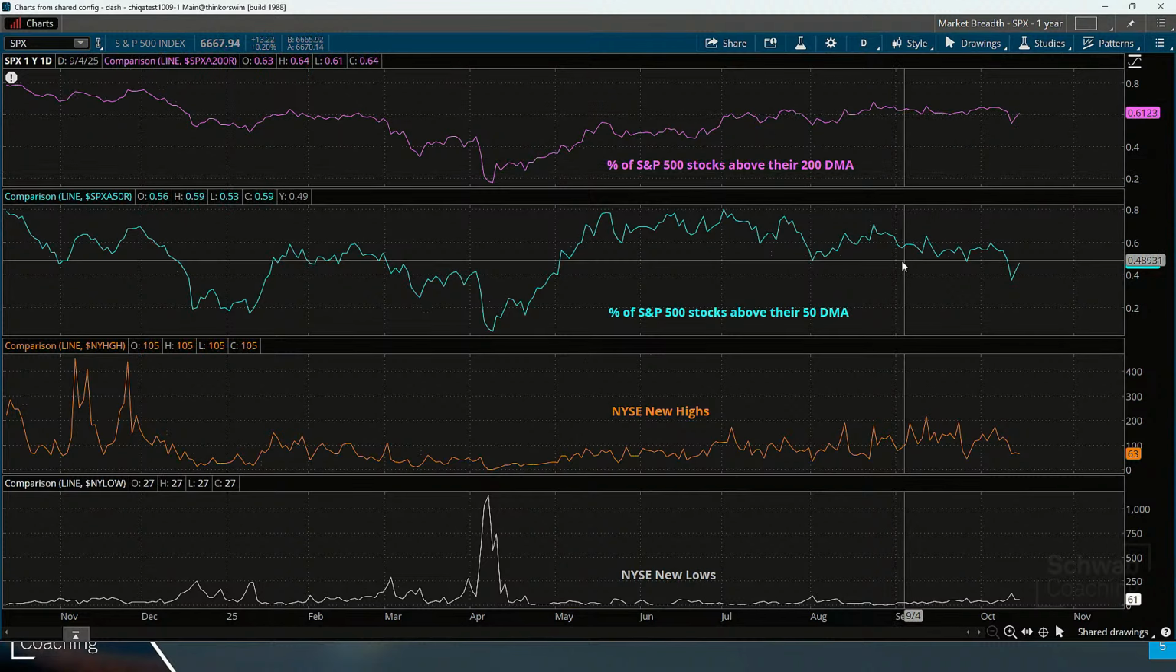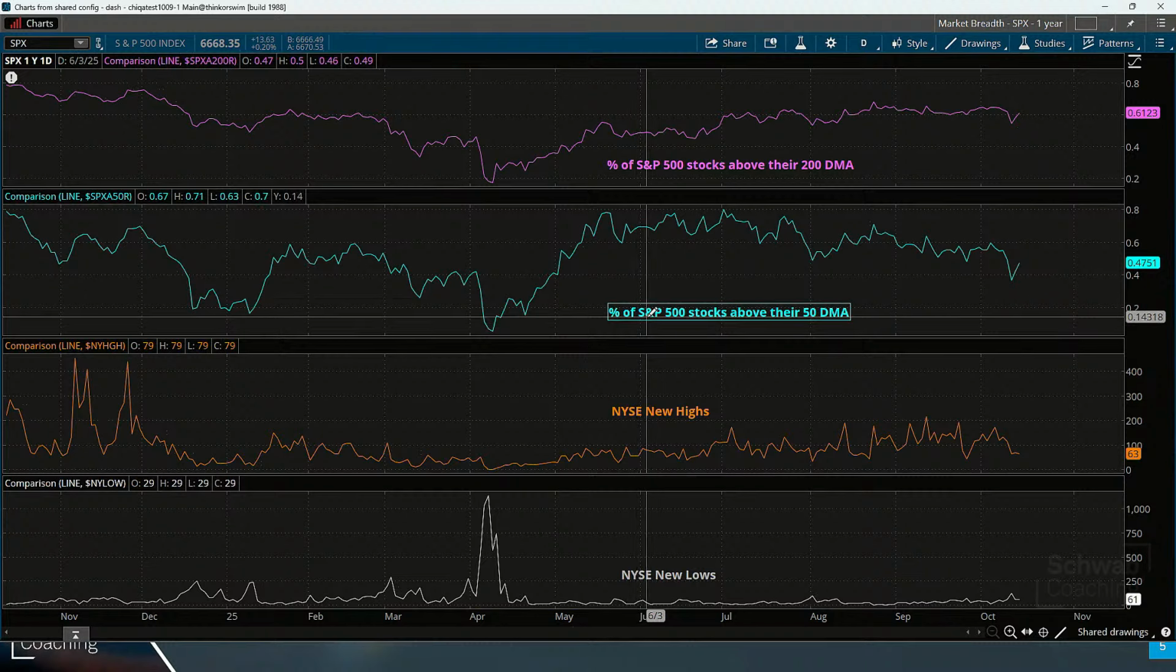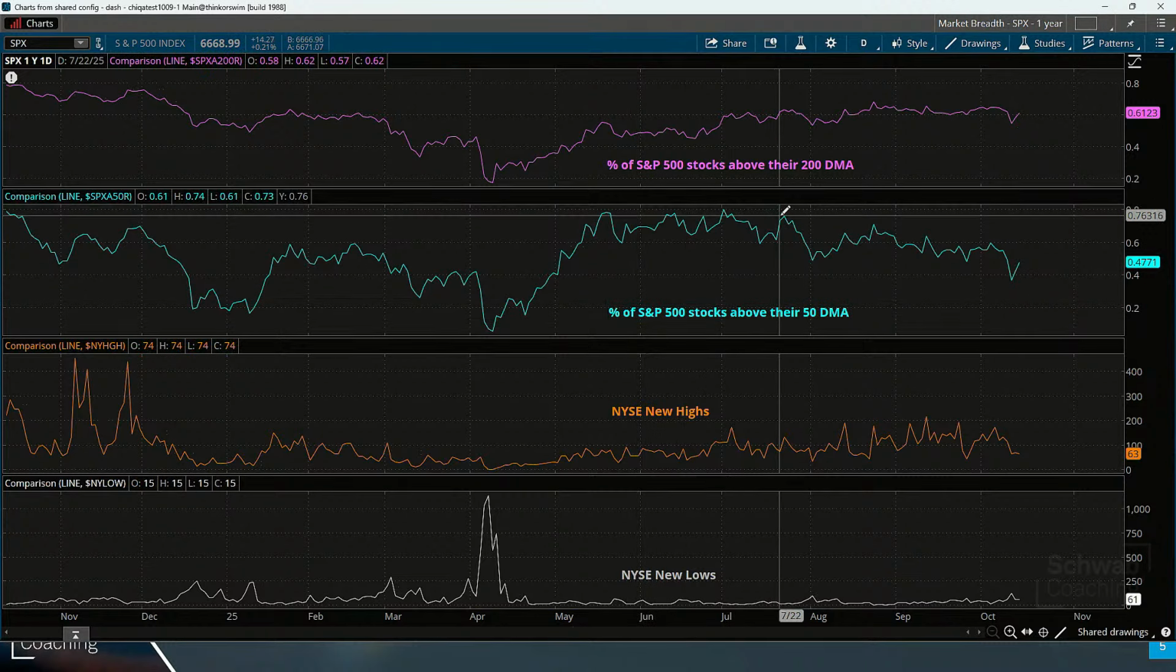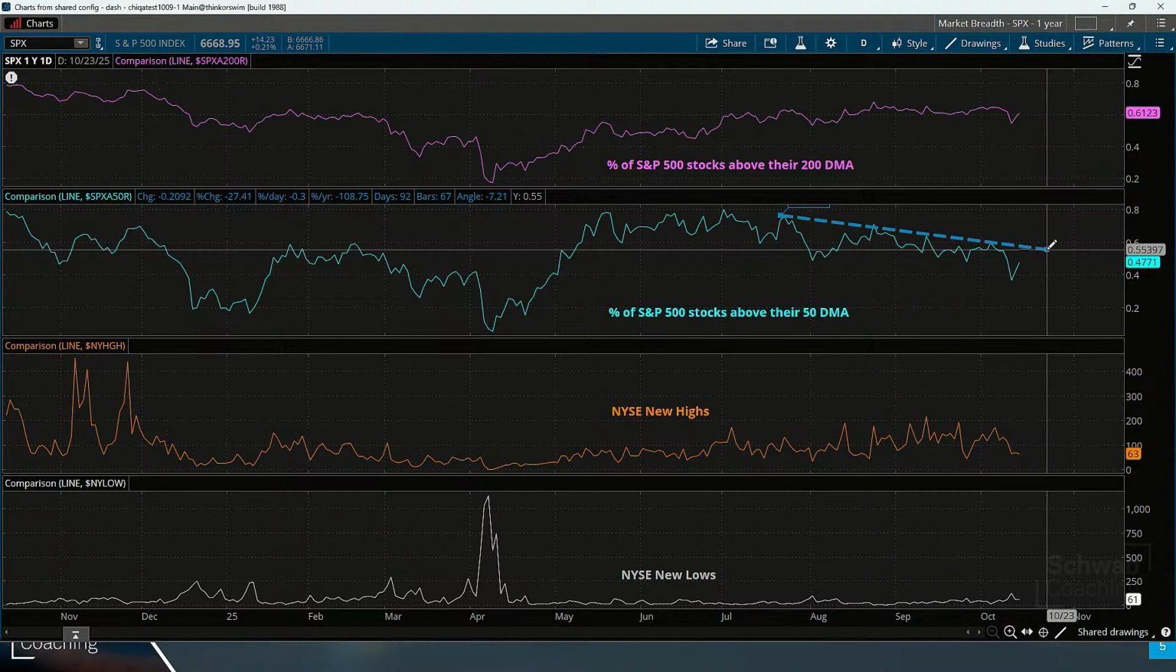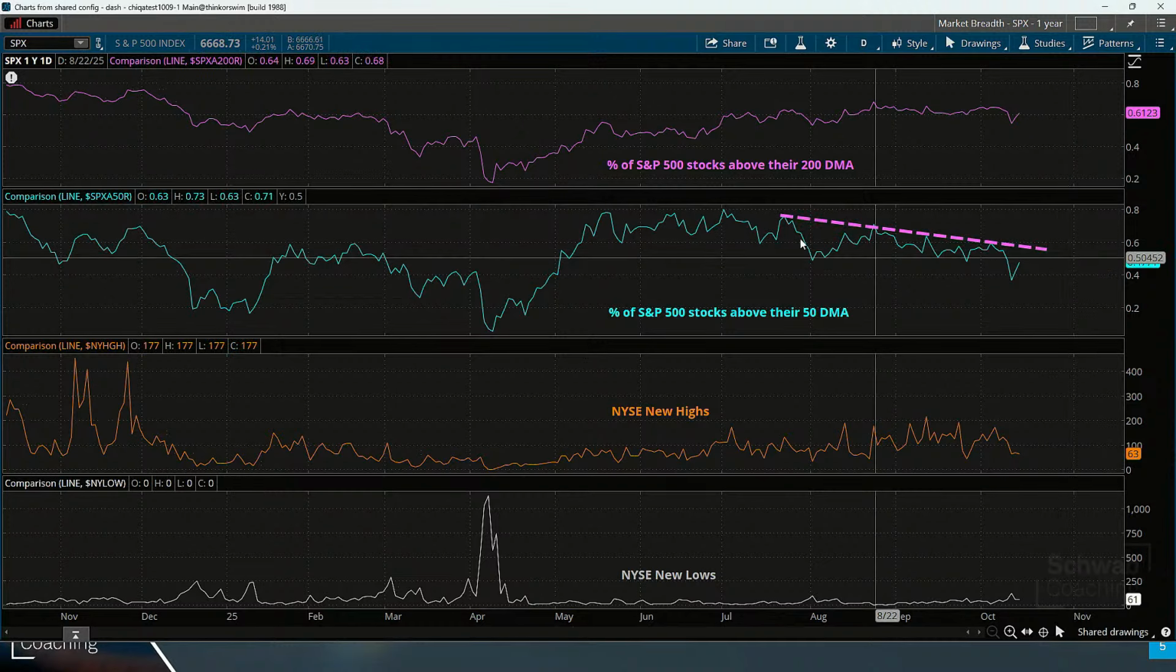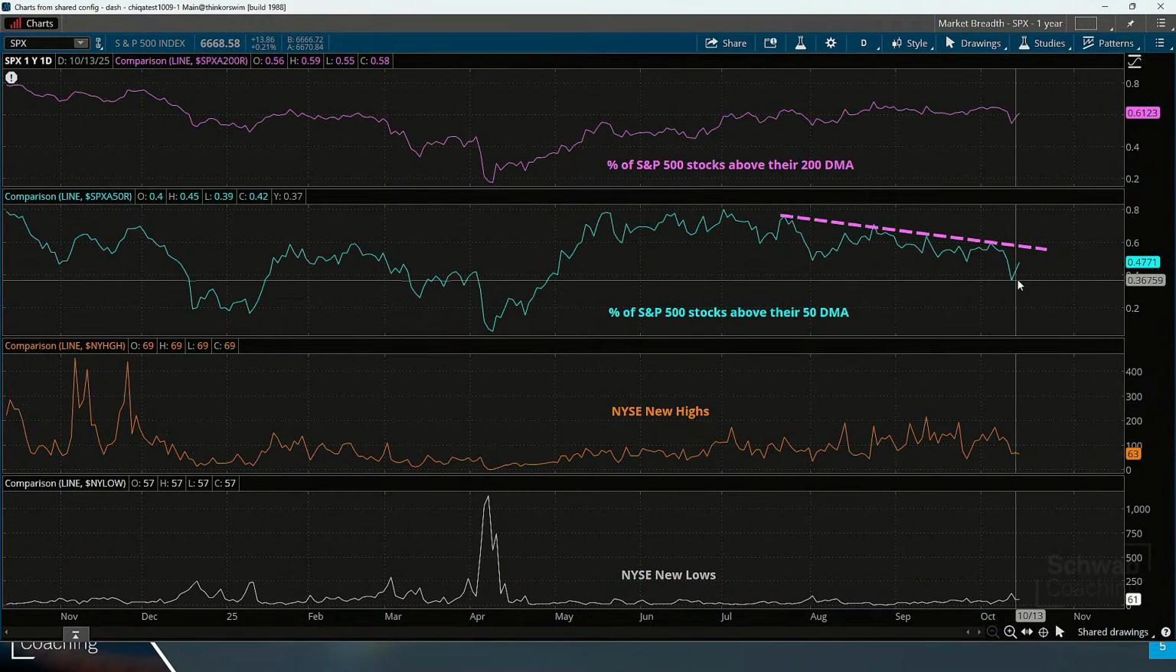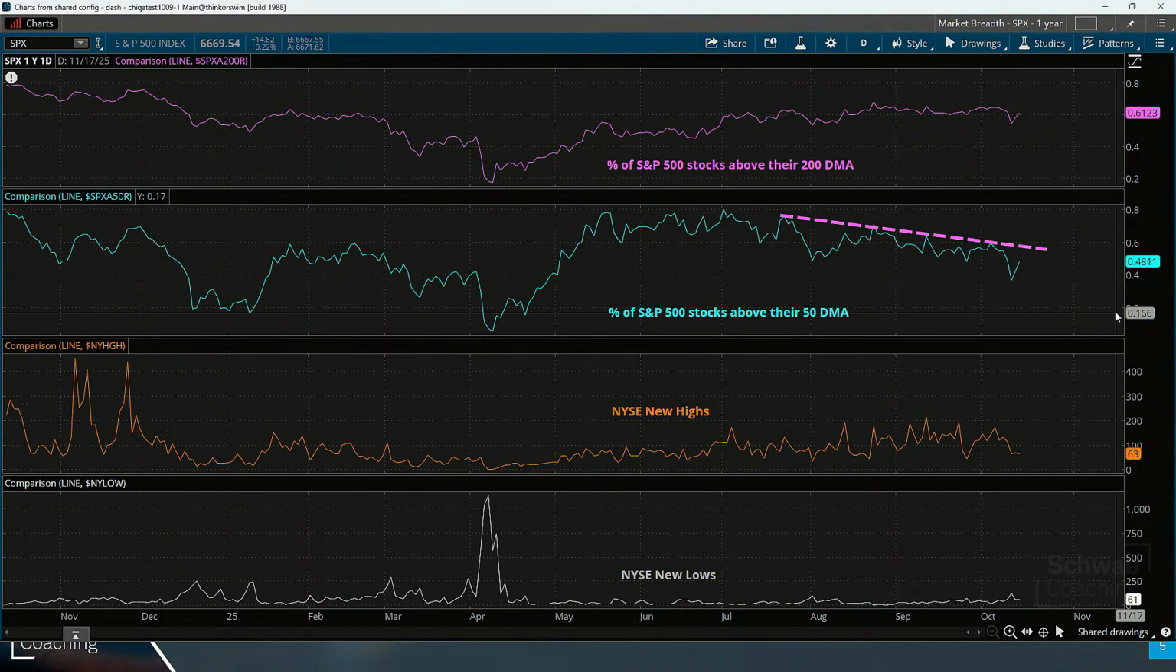The picture looks a little different when we look at the percentage of stocks in the S&P 500 above their 50-day. We can see this declining trend line, making lower highs and lower lows. We're actually in the minority there, about 48% of stocks above their 50-day moving average. Typically before a market pullback or decline, that's what we see in market breadth: a decrease in strength.